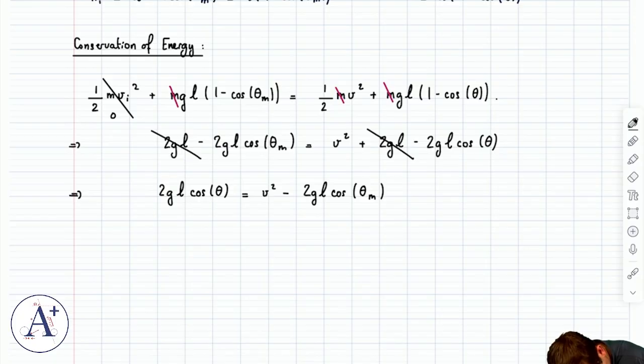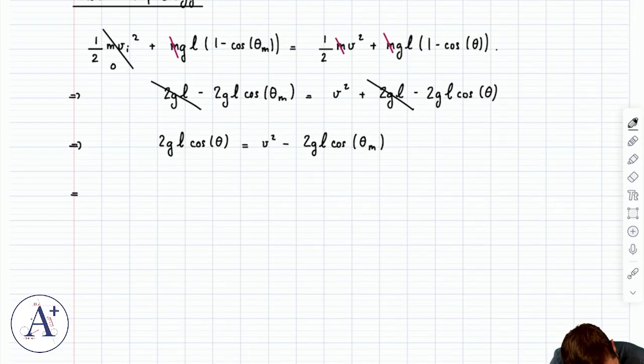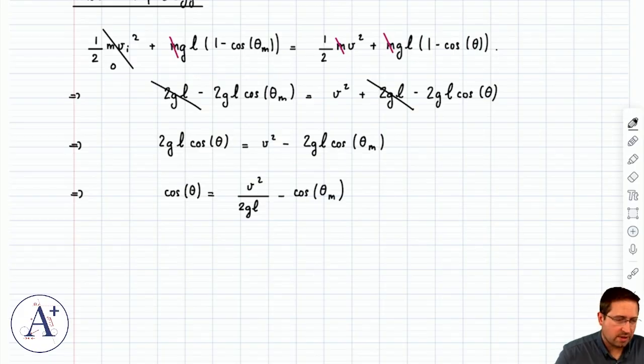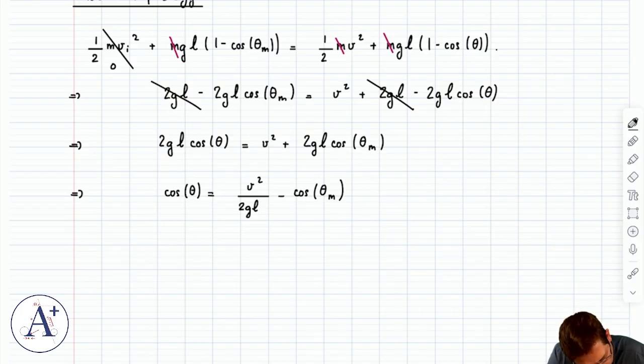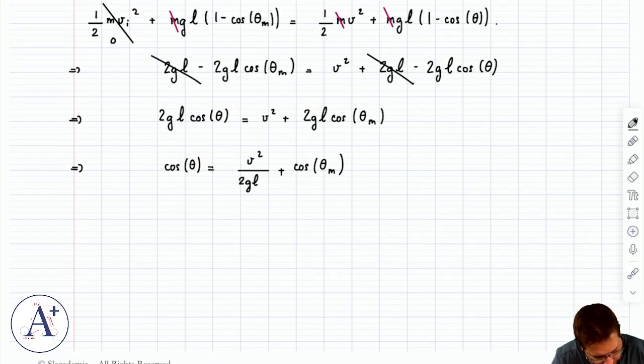cosine theta m. And so cosine theta is going to be v squared divided by 2gL minus cosine theta m. And by minus I mean plus. It turns out, because this came to this side, so it became plus. Okay, that makes more sense.